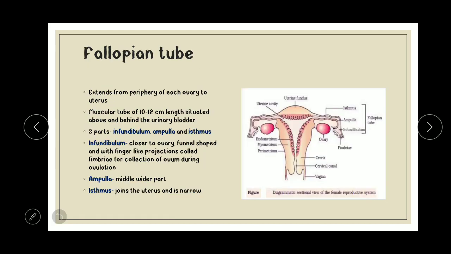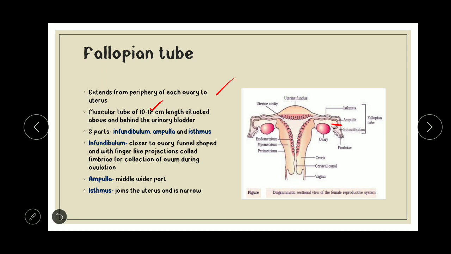Now the fallopian tube. The fallopian tube extends from the periphery of each ovary to the uterus, starting from this part. So you can say a fallopian tube connects the uterus and the ovary. It is a muscular tube of 10 to 12 cm length, situated above and behind the urinary bladder.